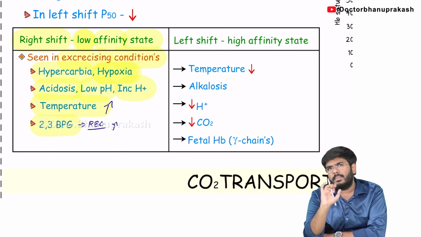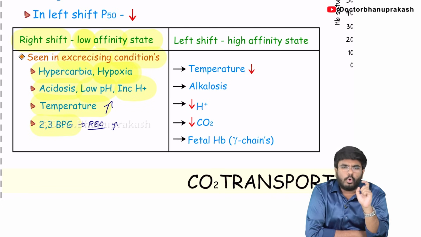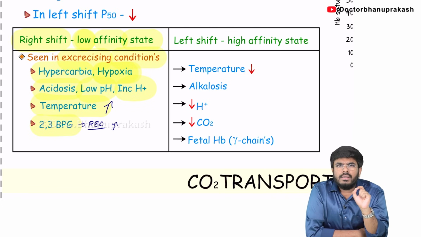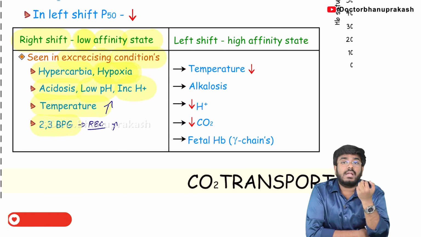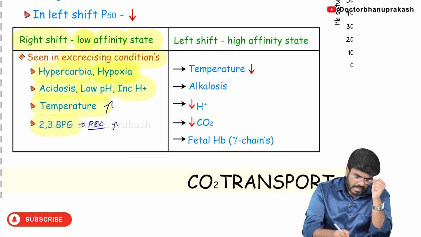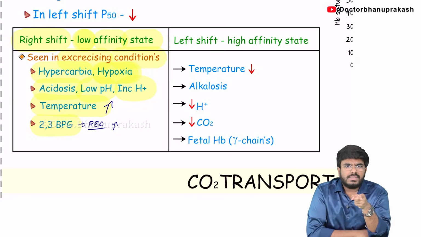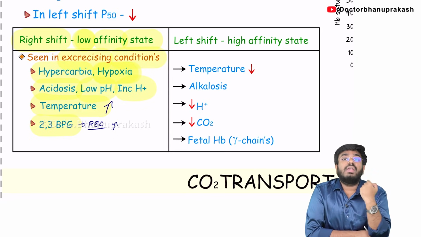How, sir? Let me ask you one simple question. Whenever muscles are working more in this condition, do your muscles require more oxygen or less oxygen? They require more oxygen. Now, the muscles are asking for more oxygen: we want more oxygen. When the muscles are asking for more oxygen, what do you think the hemoglobin will do? Hemoglobin will say, you muscles, you are working more. You require more oxygen? Yes. So, I will give you more oxygen.